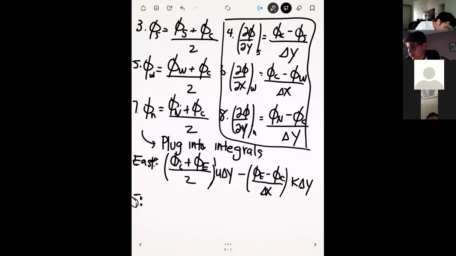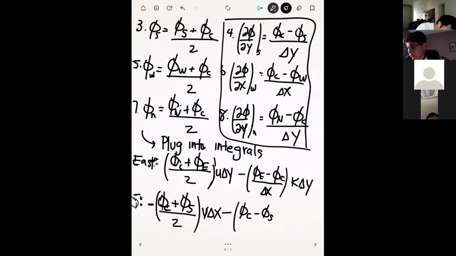Now let's do the south one. For the south, we have minus phi sub c plus phi sub s, all divided by 2 times v delta x, minus phi sub c minus phi sub s, all divided by delta y times k delta x. So that's the south integral. And then we'll do the west and the north integral on the next page. Any questions on this?